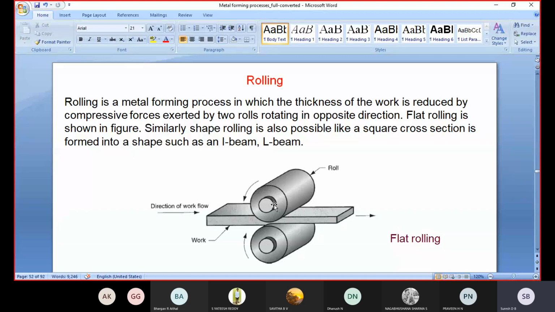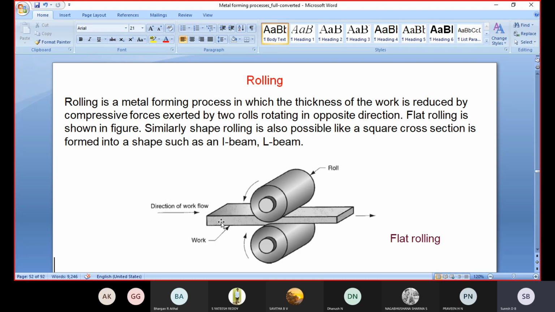Here there is an upper roller and a lower roller. Both rollers rotate in opposite directions. Suppose the lower roller rotates clockwise, then the upper roller rotates counterclockwise. Due to the opposite directions, the material passes easily between the two rollers, and automatically the thickness of the sheet is reduced.